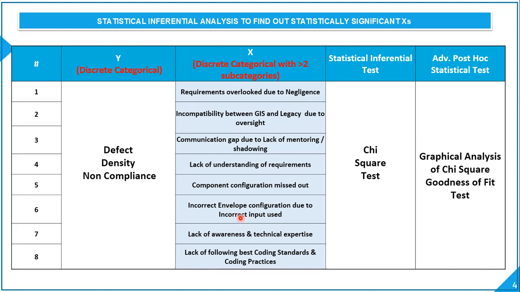If we have more than 9 critical causes which we found or segregated from the CI matrix, please be clear about that. We need to choose 9 critical causes from the CI matrix. So here also we have 8 different causes. Statistical inferential test, same chi-square test, and advanced post hoc. This is called post hoc test. Post hoc test is like an extension of your statistical test, kind of an advanced thing. But here we are going to use only graphical analysis of chi-square goodness of fit.